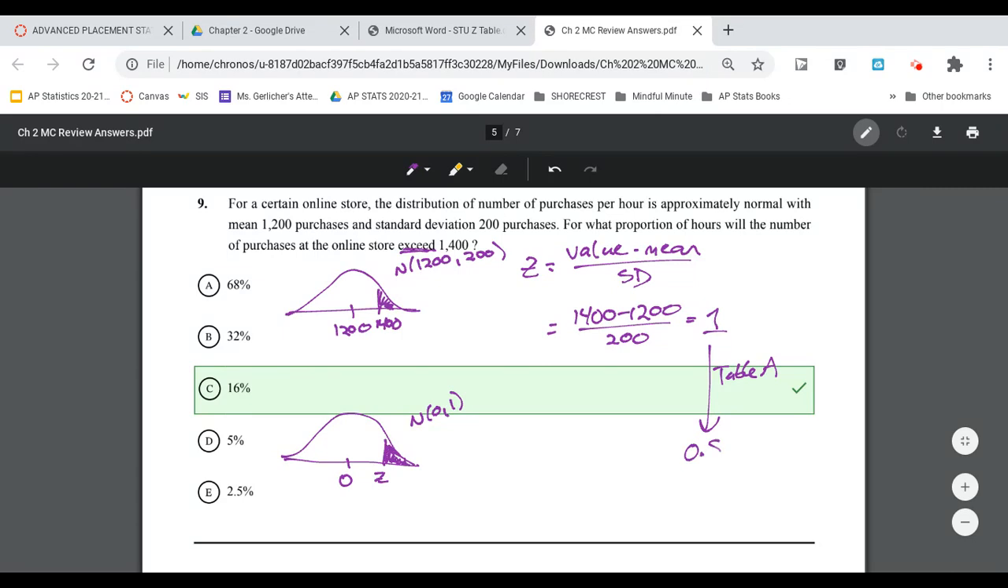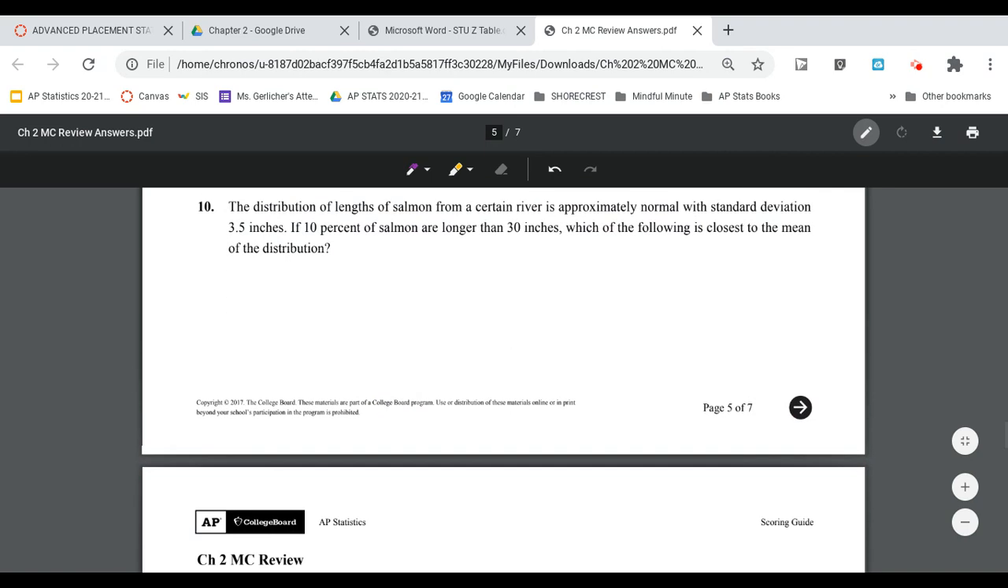So 0.8413. And we wanted to know how many exceed 1400. So I have to go 1 minus 0.8413. And I get, let's see, get my calculator, 1 minus 0.8413 is 0.1587, which is closest to 16%. Okay, so if this were a free response question, doing all that would give you all the points. You have both your pictures, you have the original z-score formula, you have your work shown on how you got to percentile, and you have a correct answer.